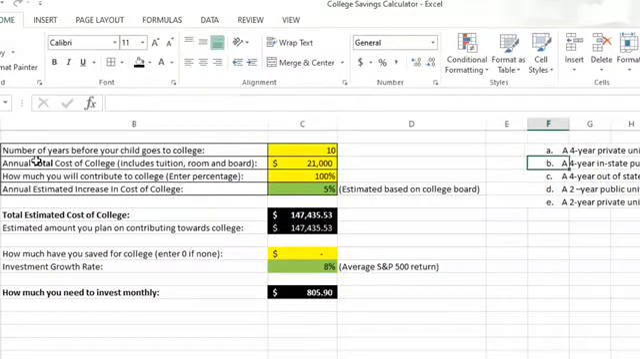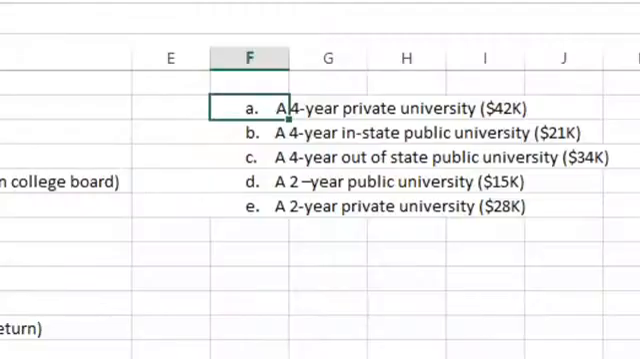You'll see that in this column over here, column F, but basically they say that if your kid is going to go to a 4-year private university, the estimated cost on an average basis annually is $42,000. Similarly, a 4-year in-state public university is $21,000 annually. An out-of-state public university is $34,000 annually. A 2-year public university is $15,000 annually, and a 2-year private university is $28,000.